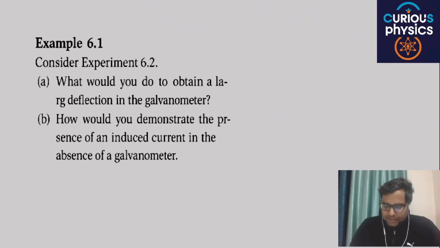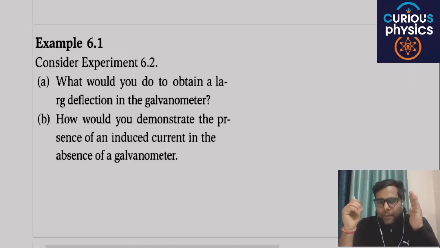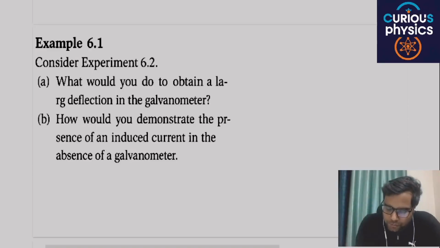Here we will discuss some questions. Consider experiment 2. What was experiment 2? One coil was C1, the second coil was C2, and coil C2 is responsible for producing a magnetic field, and this coil is moving toward and away from coil C1, and there is a production of current due to this relative motion. That was the experiment. The first question is, what would you do to obtain a large deflection in the galvanometer? You have to change B.